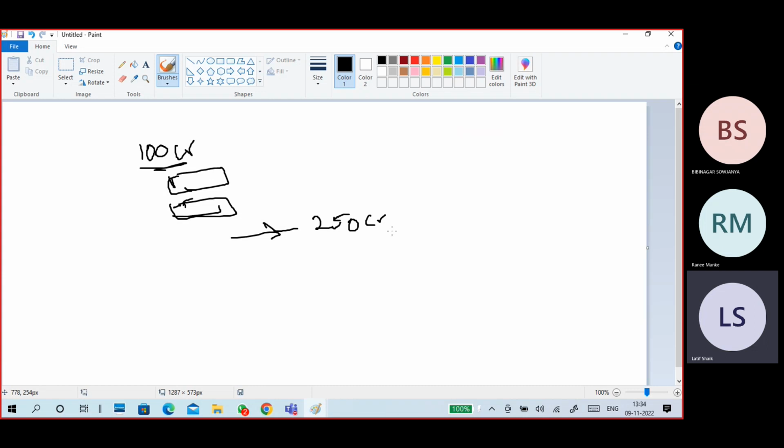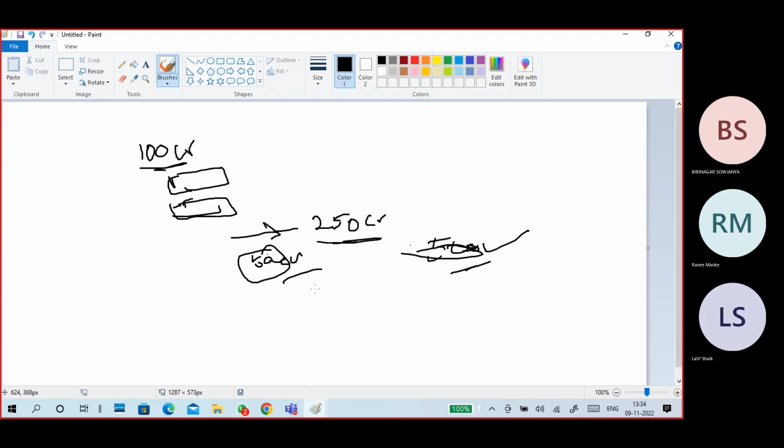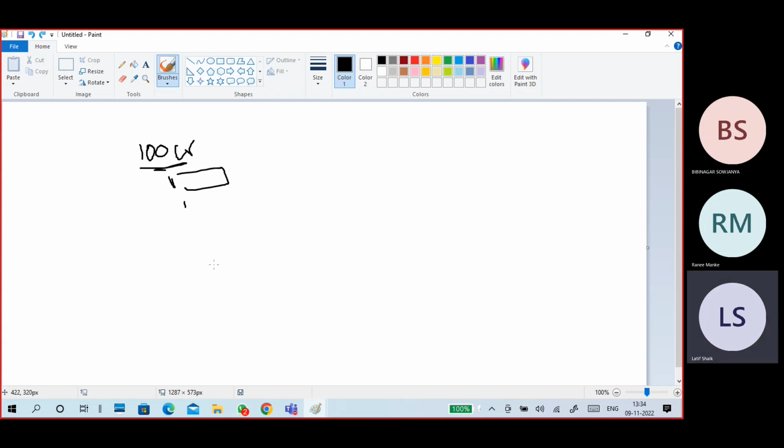Now the problem is how to put in another 150 crores. If the movie is a hit, you get something around 500 crores, no problem. Or 300 crores, no problem. 250 crores also no problem. But if it fails and it gets 50 crores, what happens? Danger, right? So the point is control your budget.